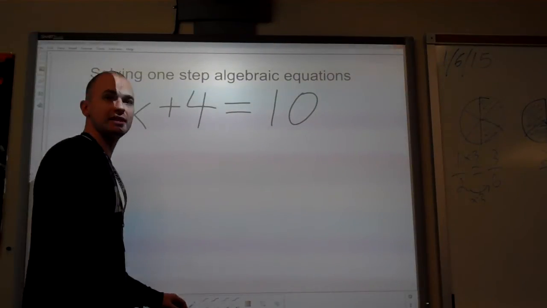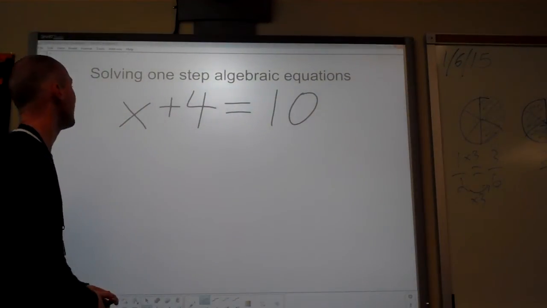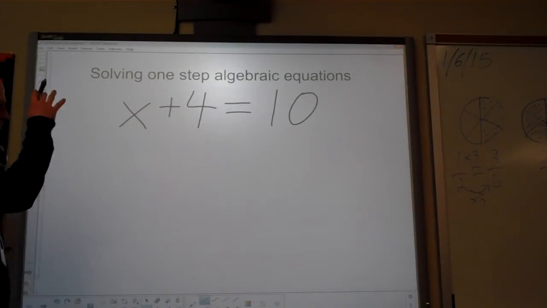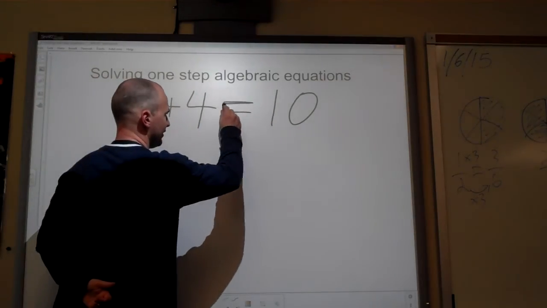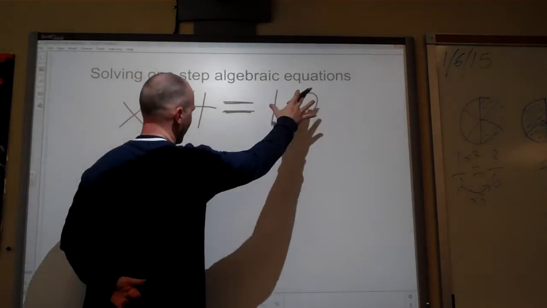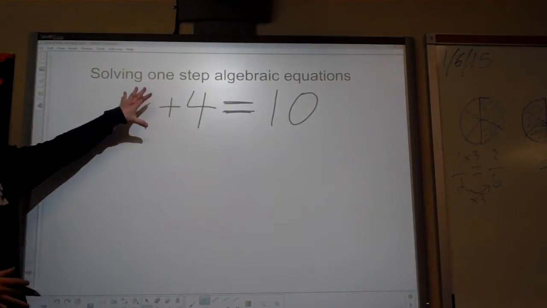Alright, solving one-step algebraic equations. So here we have x plus 4 equals 10. This equal sign right here is kind of like a balance. Whatever you do to one side, you have to do to the other. So we want to isolate x.